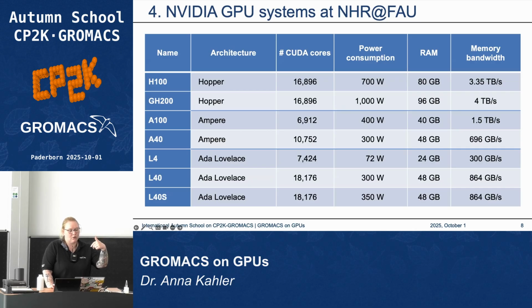So why is it more efficient to run it on the L4? Because it only uses 72 watts as a maximum power consumption. The GPU is just more efficient, and that means that GROMACS is more efficient in terms of energy consumption.